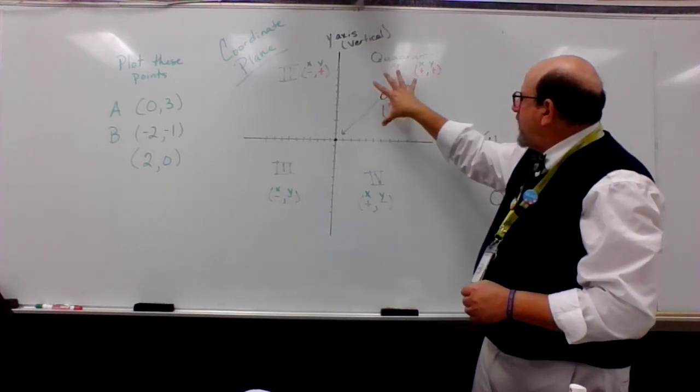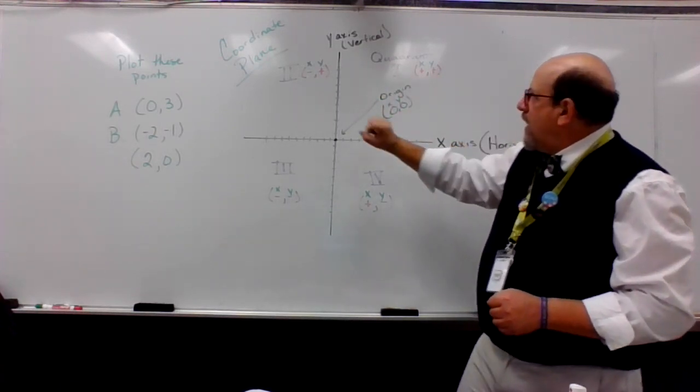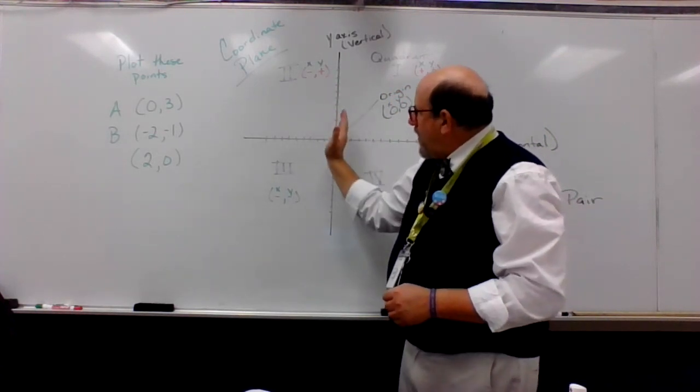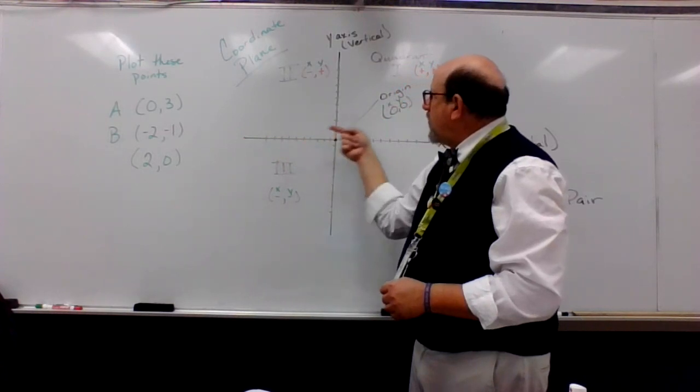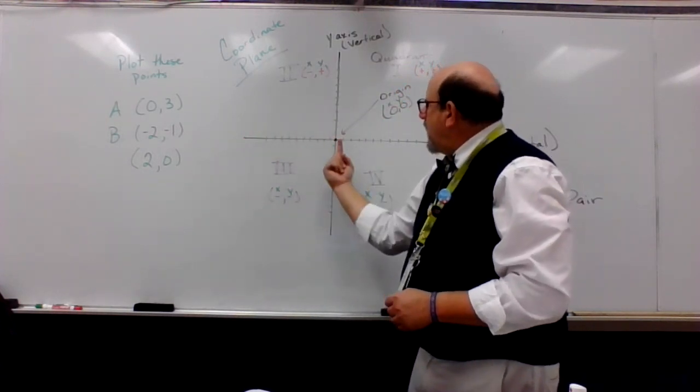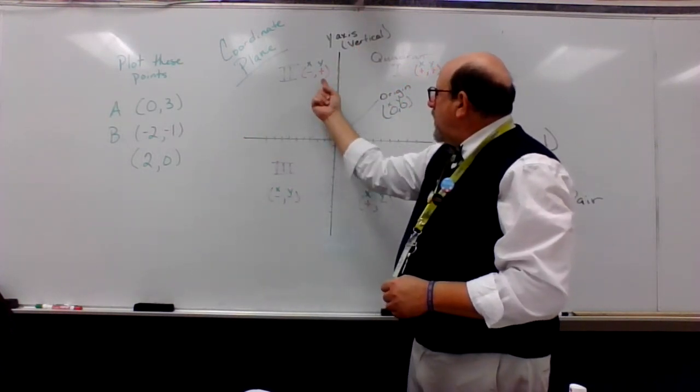Everything is positive here. This is the happy quadrant. This is on the x-axis, it moves in the negative direction. You already know that because you know everything about the number line. And then we move upward in our y.